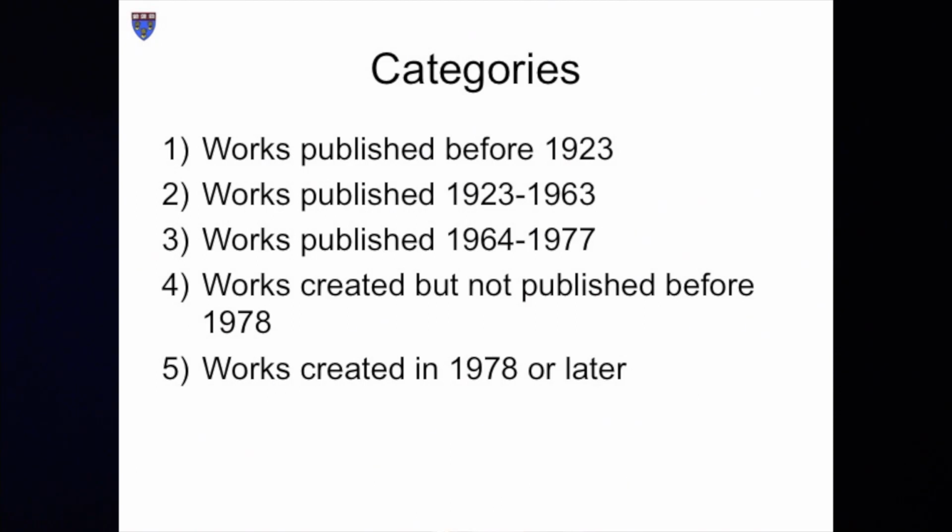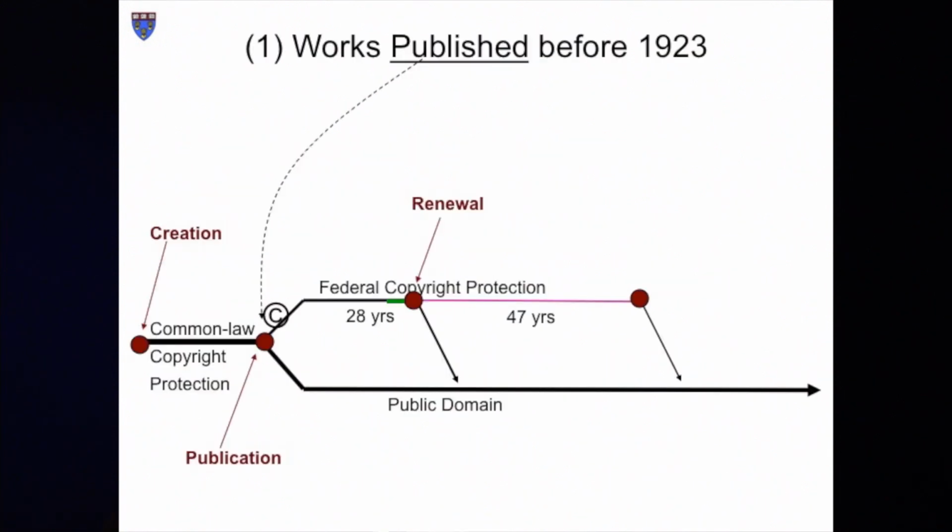Okay, now let's adopt a presentist stance. It's 2013. How long do U.S. copyrights last? The answer depends upon when and how they were born. More specifically, you need to differentiate 5 different categories of copyrighted works. The simplest group consists of works published before 1923.